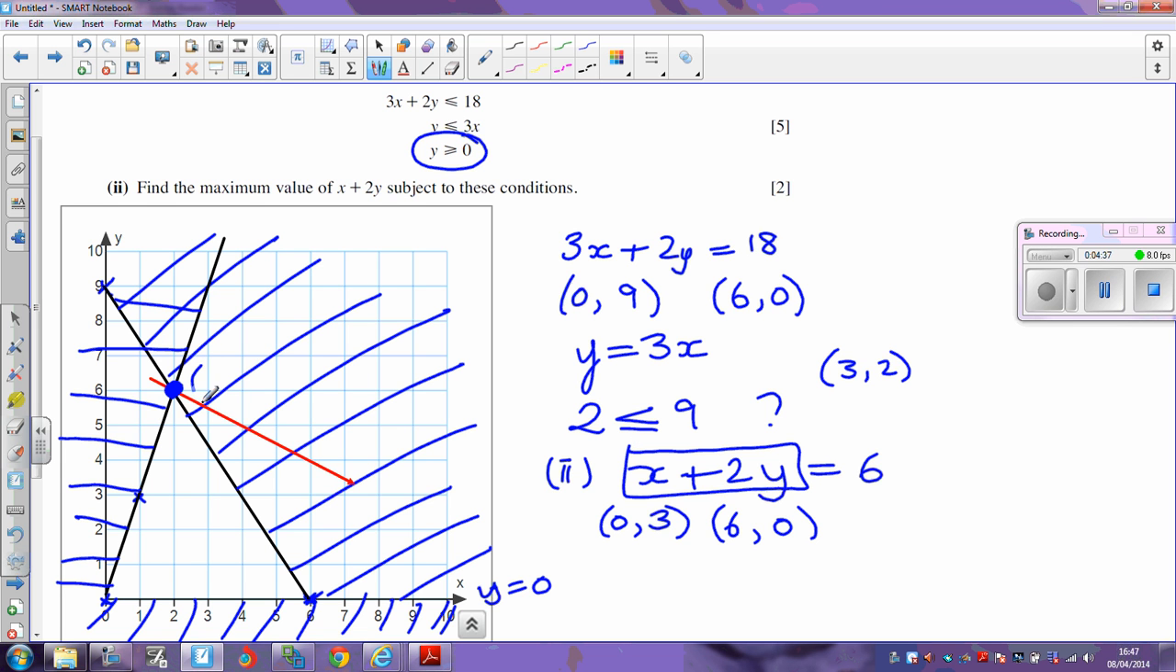Now the coordinates of this point are (2, 6), and if I put (2, 6) into x plus 2y, I'm looking for the largest possible value of x plus 2y. Well, x is 2, and y is 6, so it's 2 plus 2 lots of 6, well that's 2 plus 12, which is 14. So the maximum value of x plus 2y is going to be 14.